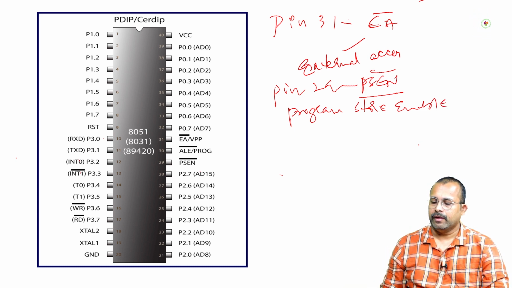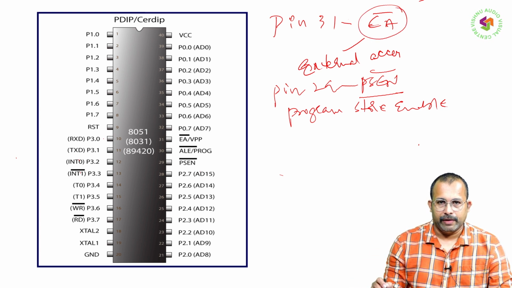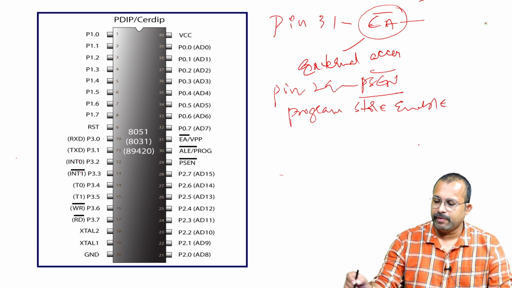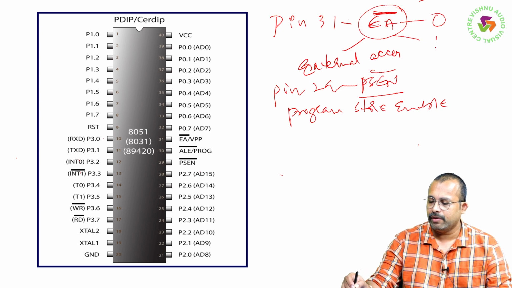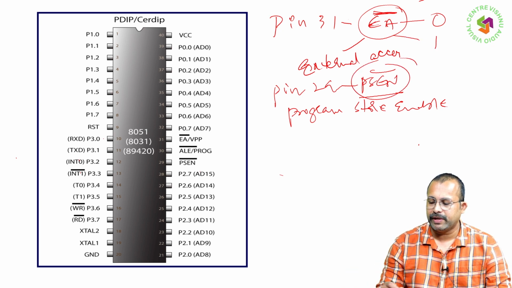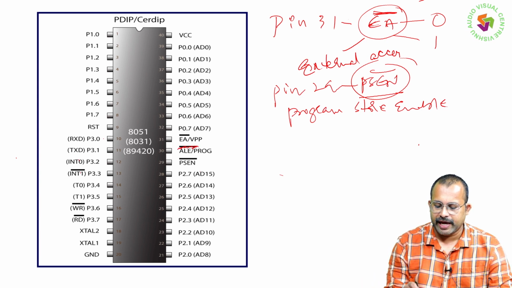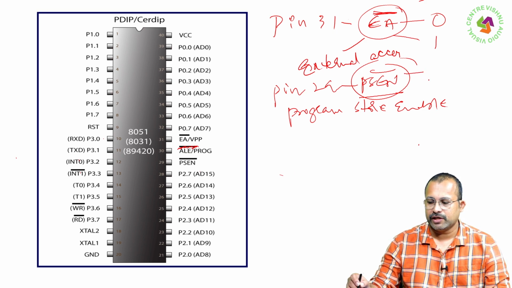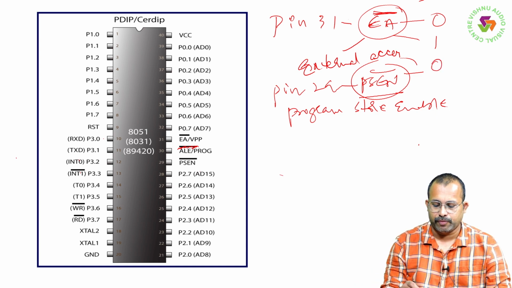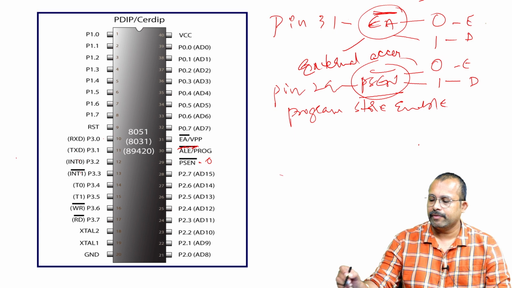That means if we want to enable this functionality, the pin value must be 0, because it is an active low pin. The same applies to this pin as well: program store enable, PSEN bar. And there is no bar for ALE, it is an active high pin. So for program store enable, if we want this functionality to get enabled, 0 has to be present at this pin.